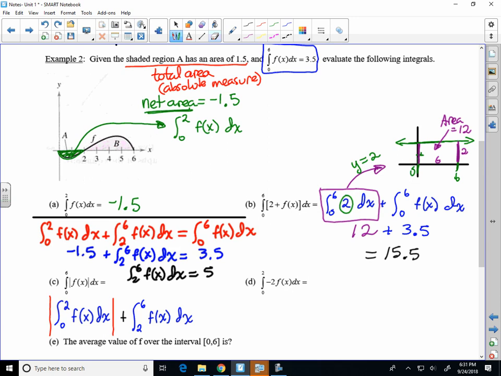All right, so what that's telling me is that if I take the absolute value of my answer to part A, which would be 1.5, add to it what I just got, which is a 5, I'll get my result, which is 6.5.